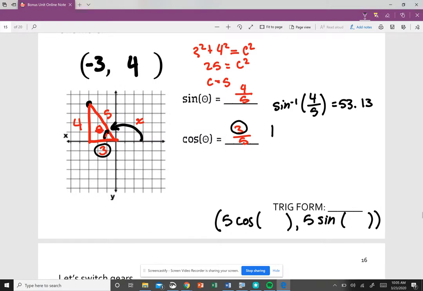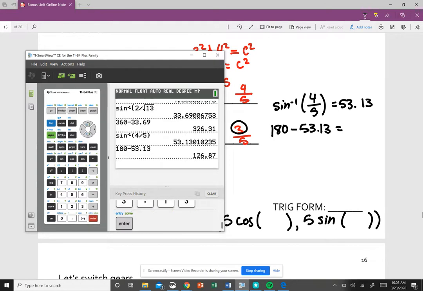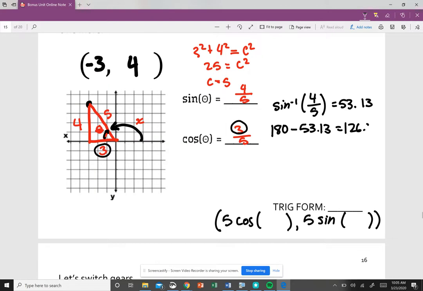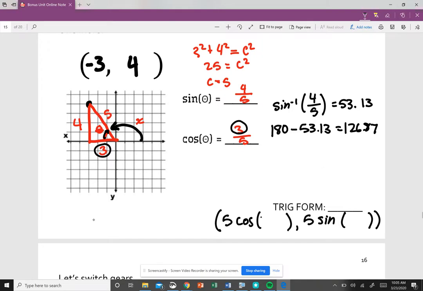So I'm going to take 180 and subtract the 53.13. 180 minus 53.13. And we get 126.87 degrees. So I get 126.87 degrees.